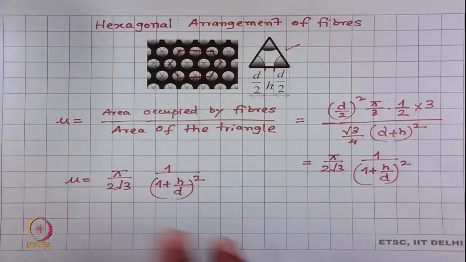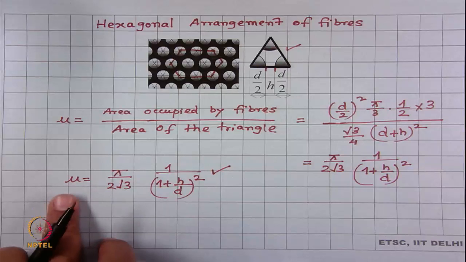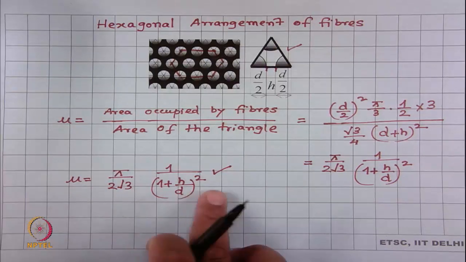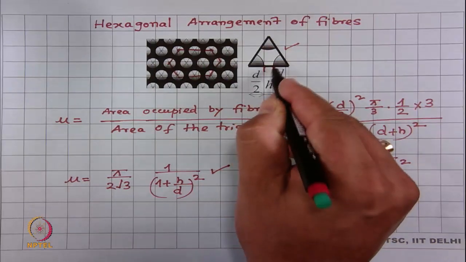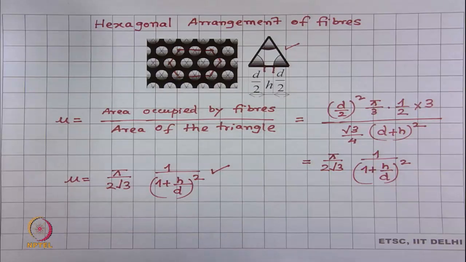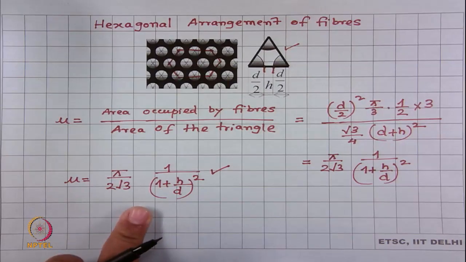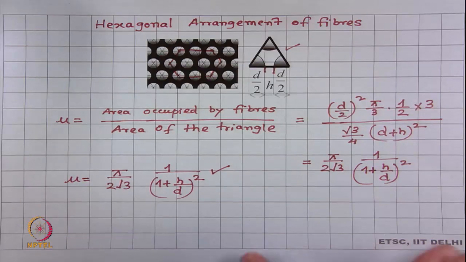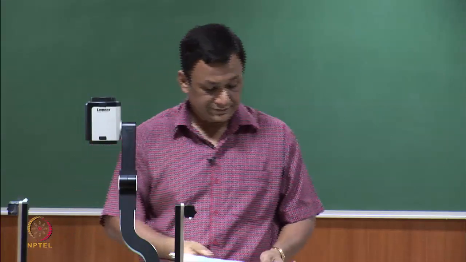Then in yesterday's class itself we derived this expression, mu is the packing density, pi by 2 root 3 into 1 divided by 1 plus h by d whole square, where h is the distance between two fibers and d stands for fiber diameter. Now, we will study 4 different variants of this model. We will use this equation as a generalized equation to find out packing density of those 4 different variants. Let us start with the first variant.